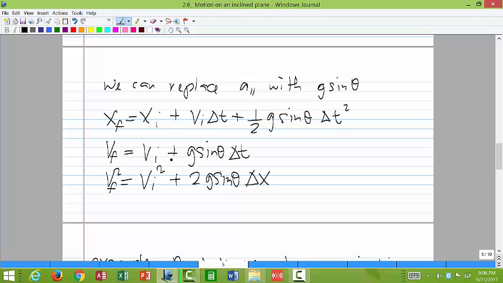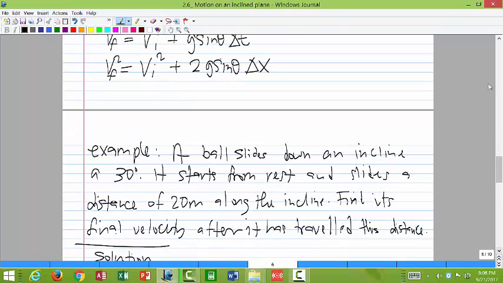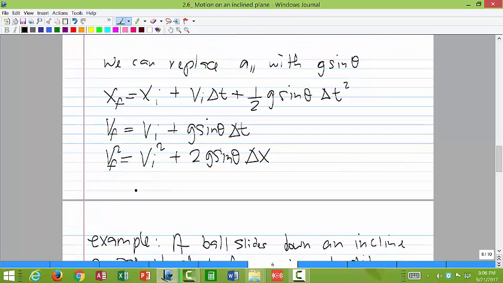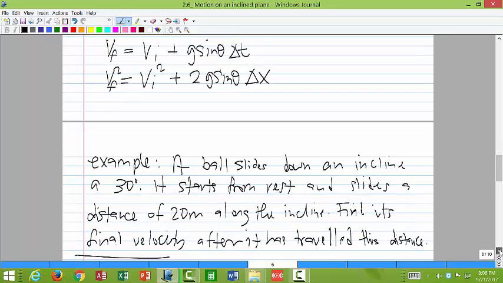Final velocity is given the same way. I've just replaced the A parallel, which was in this kinematic equation, with g sine theta. And I've done the same for this kinematic equation. So along the y-axis, you will notice that since there is no motion along the y-axis of the ramp, we don't need to write any kinematic equations for the y-axis of the ramp, since there is no motion along that axis. Let's look at an example in this frame.